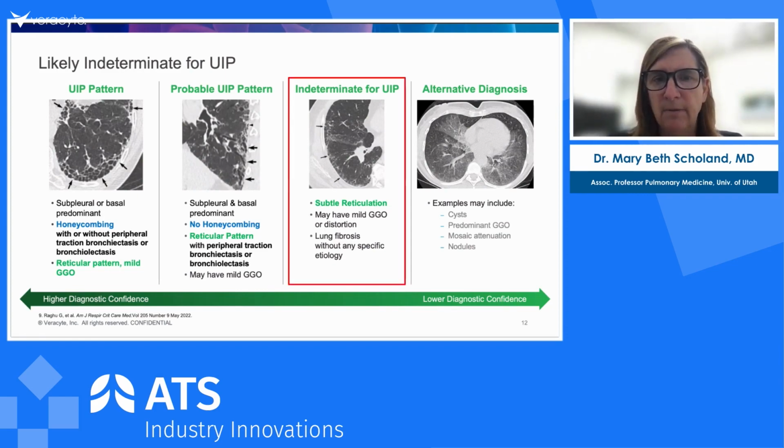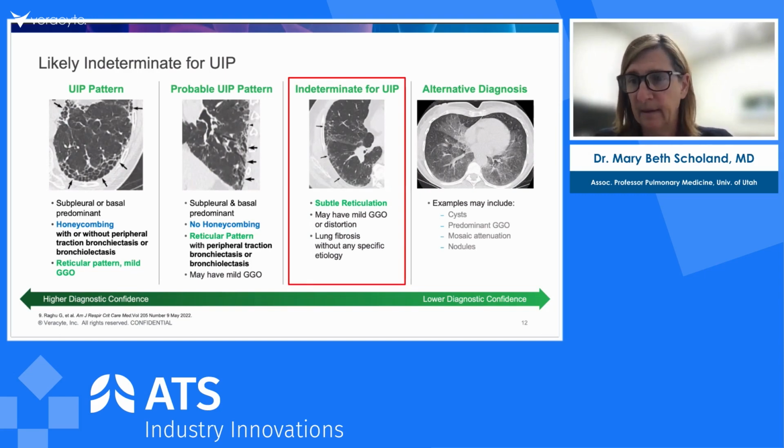An indeterminate for UIP pattern is highlighted here with subtle reticulation, maybe some ground glass opacity, some lung fibrosis, but not really clearly distributed in an obvious way. And then we have the alternate diagnosis, which is almost certainly not UIP when we see things like cysts or full-on ground glass, mosaic attenuation, nodules, completely different patterns, diffusely throughout the lung.